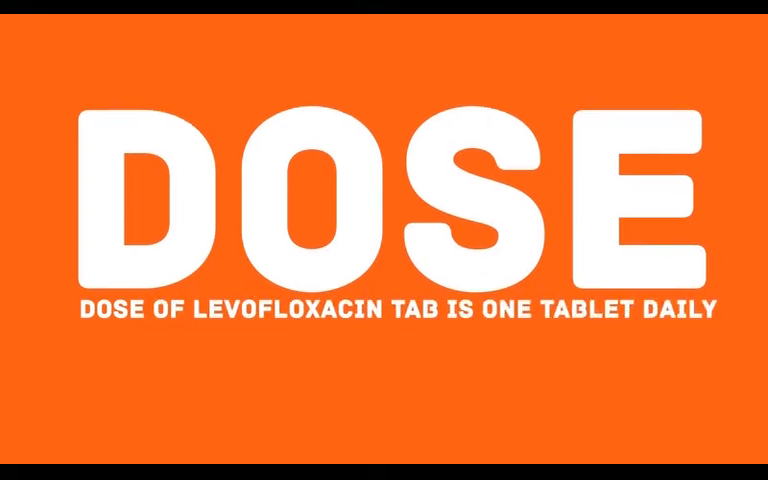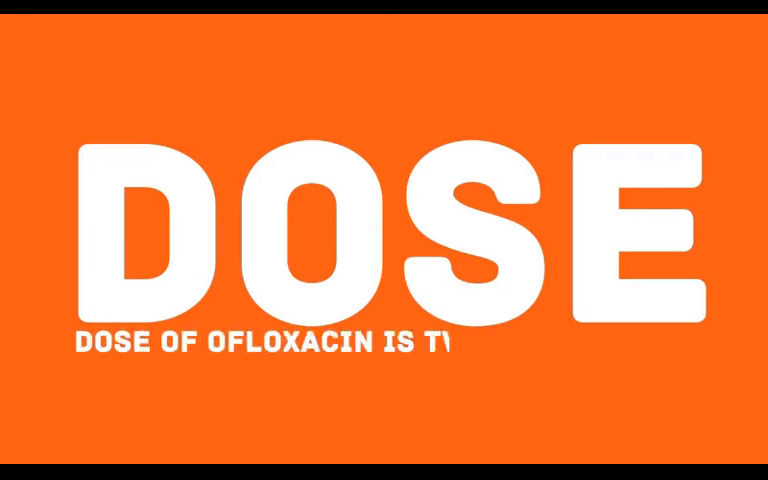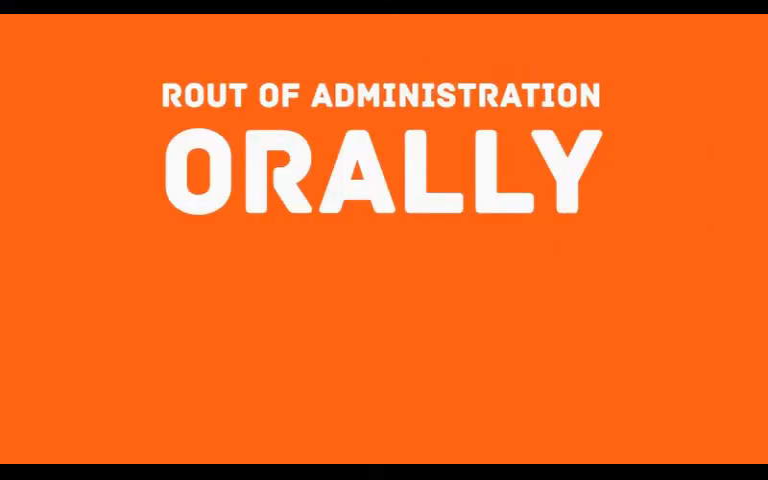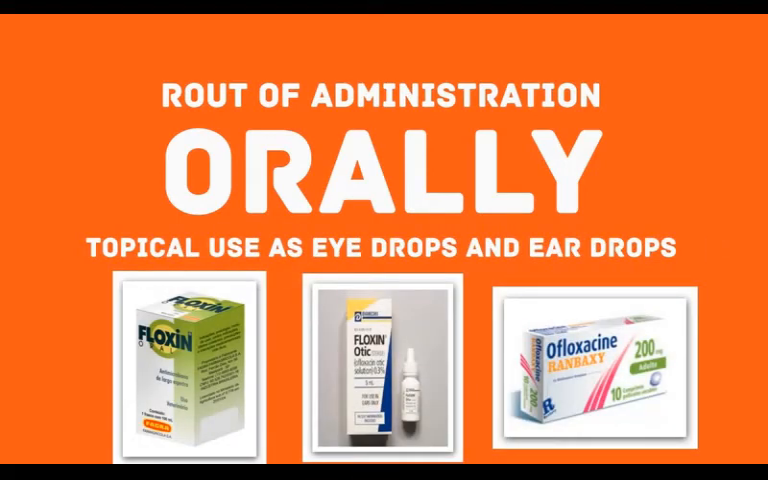Thus, since levofloxacin is 2 times as active as the racemic mixture of ofloxacin, the dose of levofloxacin is 1 tablet daily, while the dose of ofloxacin is 2 tablets daily. Route of administration: orally, intravenous administration, typically used as eye drops and ear drops.